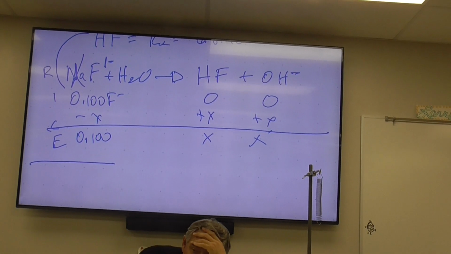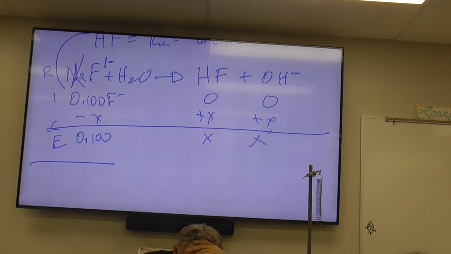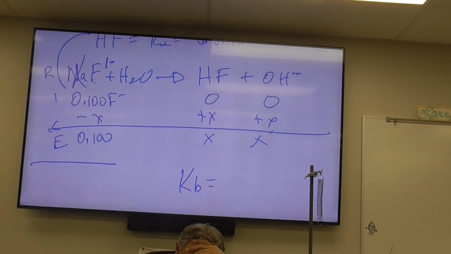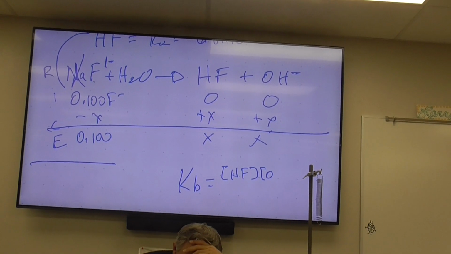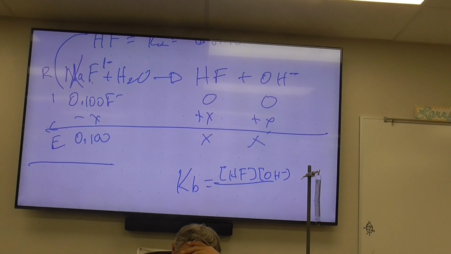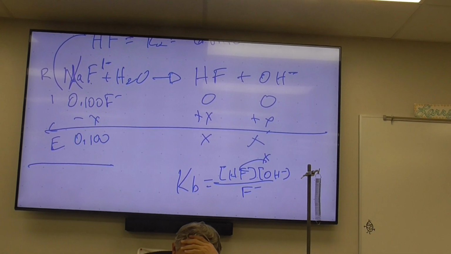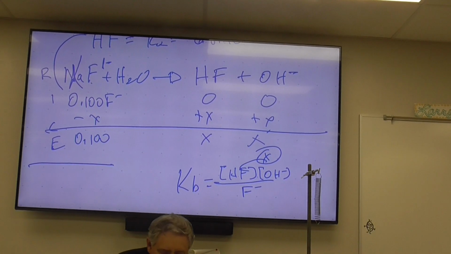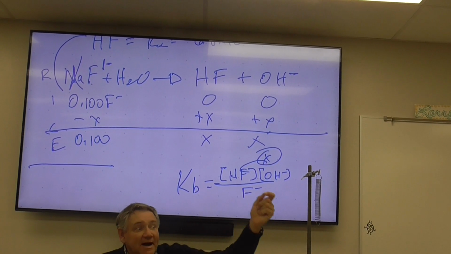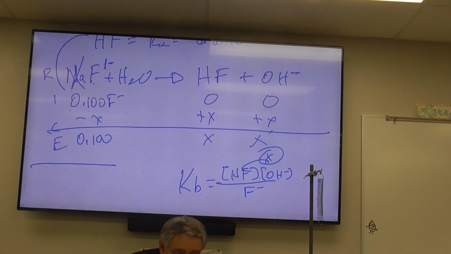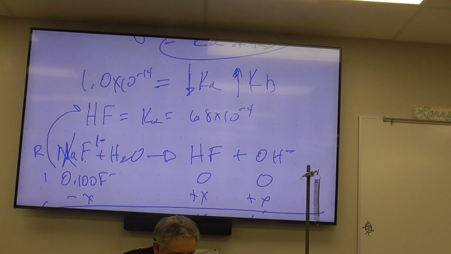Okay, now, because it's acting as a base, are you going to use Ka or Kb? Kb. So my Kb value is going to equal my HF times my hydroxide divided by my fluoride. Now, these are both going to be X, not a big deal. But I can't find the Kb value of a fluoride ion. But I can find it using the Ka value.